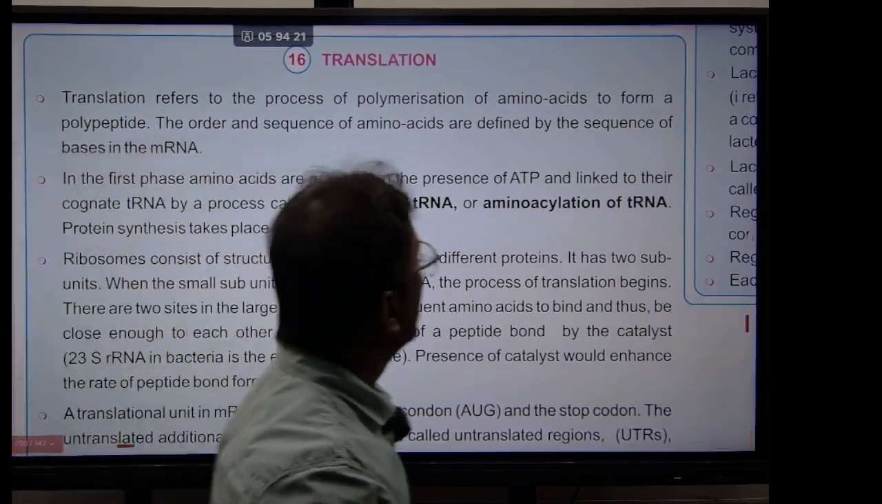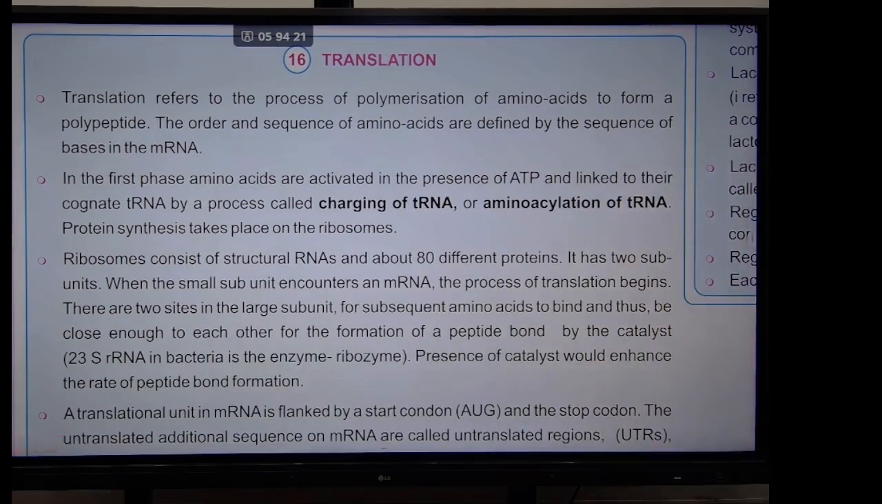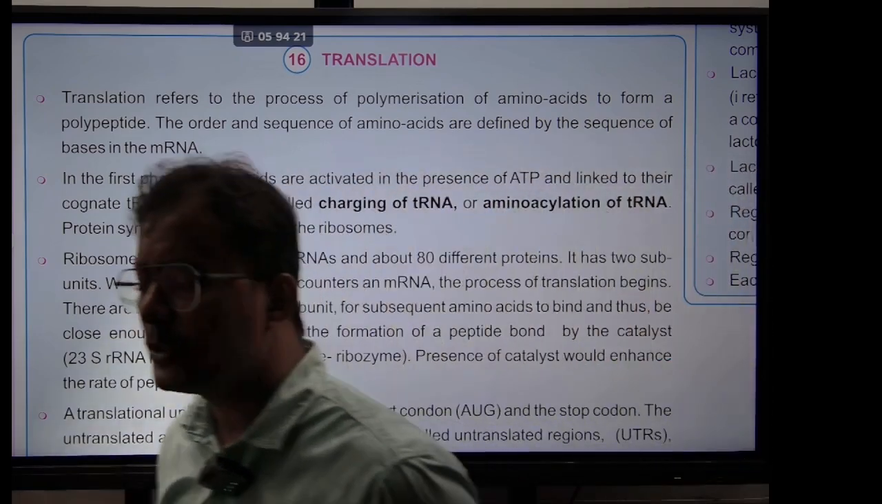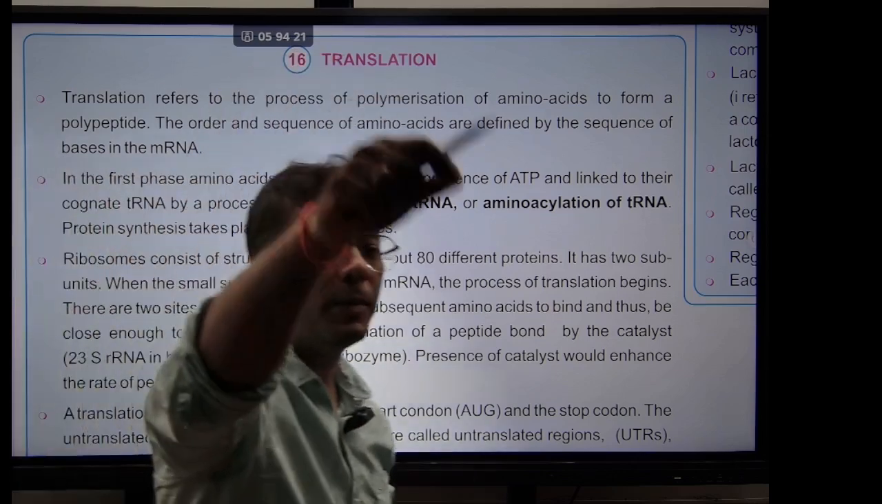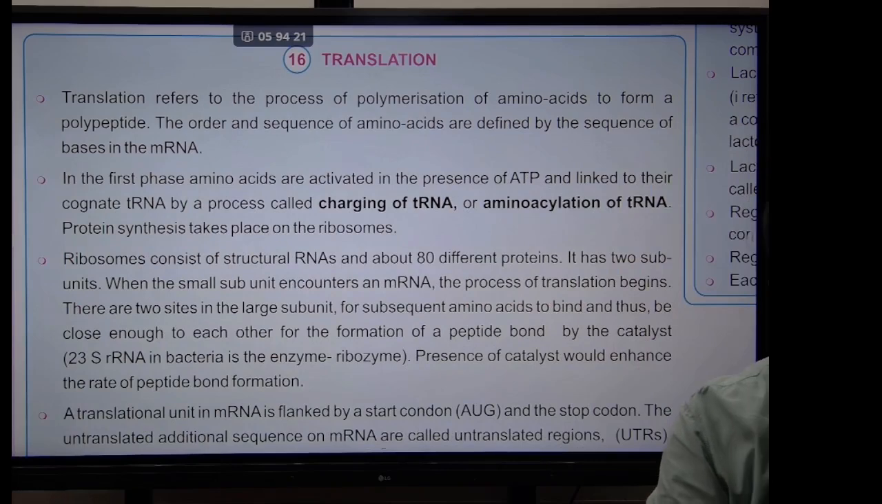Right. The third step in the central dogma of molecular biology is translation, which refers to the polymerization of amino acids to form a polypeptide. So, information present on the DNA has been transcribed into mRNA. The information present on the mRNA is used by the ribosomes and other enzymes to produce a polypeptide chain or a protein. Now, the order and sequence of amino acids are defined by the sequence of bases in the mRNA. So, whatever sequence is present on the mRNA will be used and a new amino acid is added according to that particular codon.